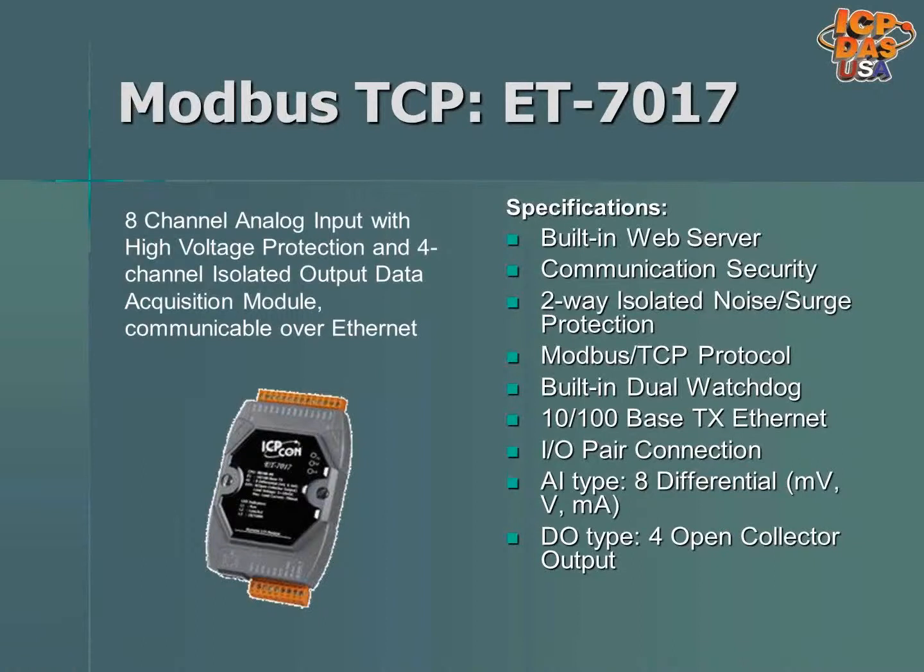Modbus TCP-based analog data acquisition modules like ET7017 communicate over Ethernet cables. You can use industrial Ethernet switches like NS205 with them. They have a web server inside for configuration. They have an IP address so you can upload images to them to show inside of the web server.